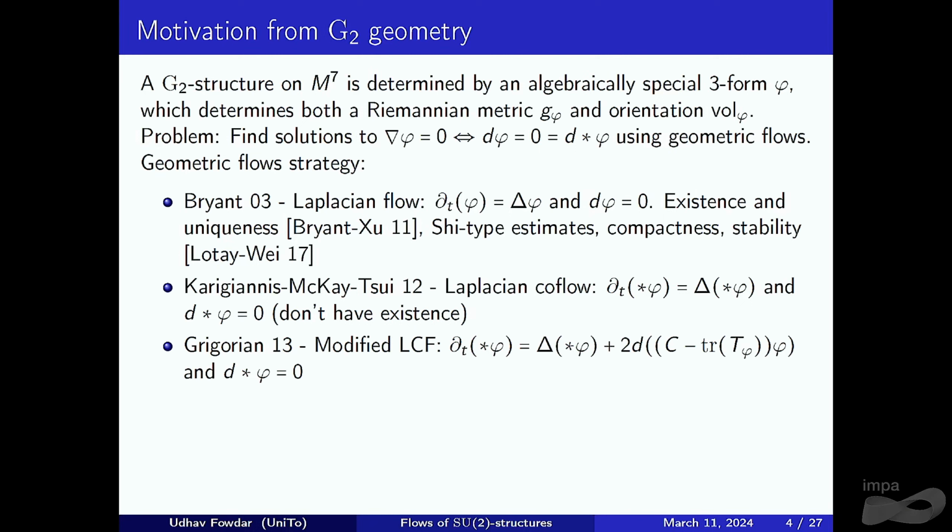Okay, so to solve this problem, just a year later, Sergey Grigorian introduced the modified Laplacian coflow. What he did was he basically added some extra second-order term to the Laplacian coflow. And with this extra term added to it, he was able to prove existence. Once you add this term, the bad terms that make the flow not parabolic in the right direction just happen to vanish, and then you're able to use basically the same ideas as in the Laplacian flow, and you're able to prove short-term existence for this flow.